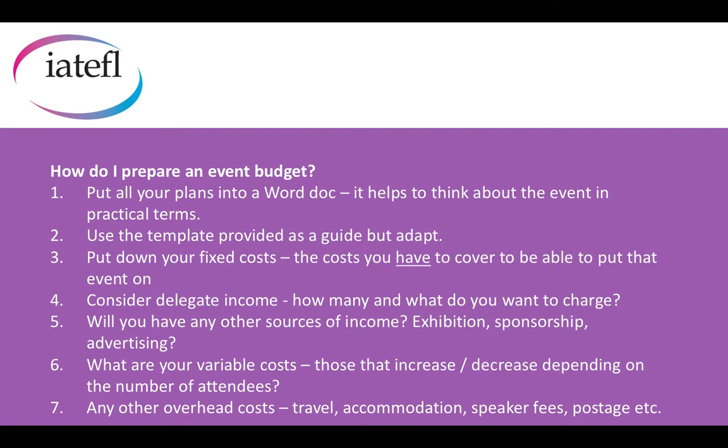Once I've multiplied this cost across, i.e. the fee that I want to charge them by the number of people I think I can attract, I would look at whether my delegate fee income covered my fixed costs. If it doesn't, I would now start thinking about how am I going to cover this shortfall?